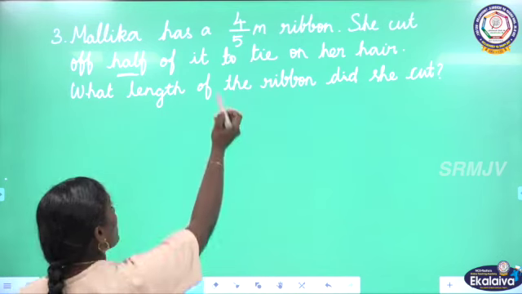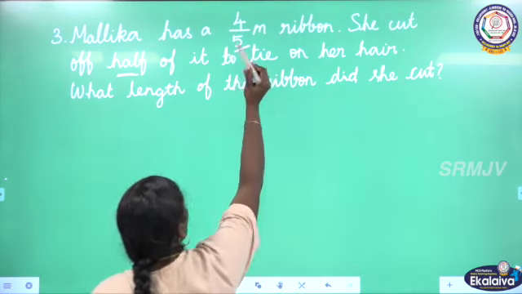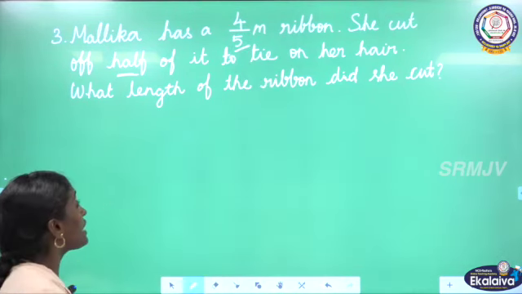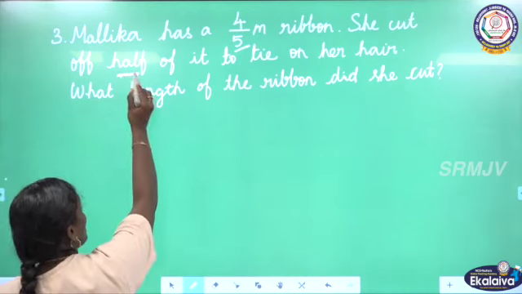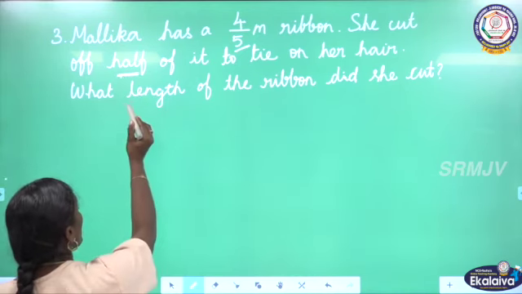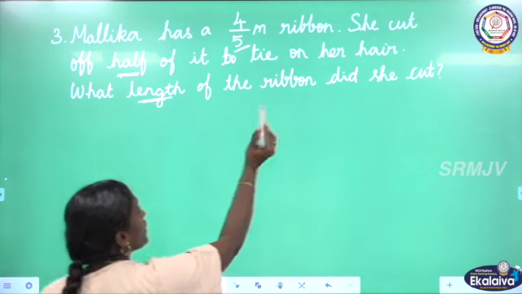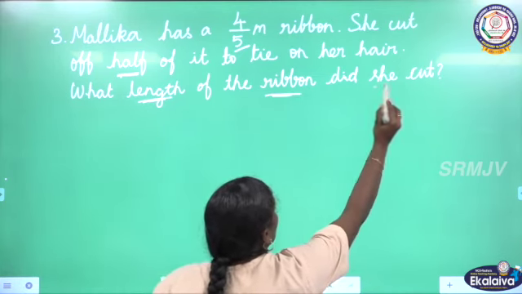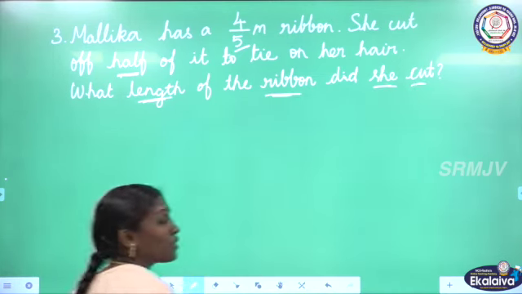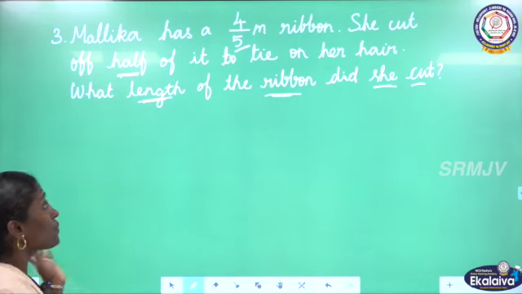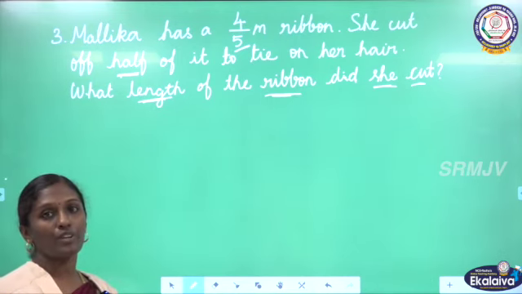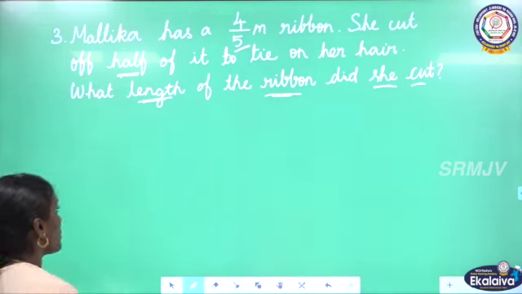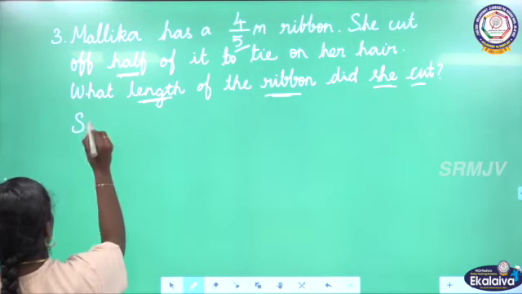Here the total length of the ribbon is 4 by 5 meter. She cut off half of it. Okay, now we are going to find the length of the ribbon she cut. For that, by using multiplication, we are going to find out the length of the ribbon. So, solution.